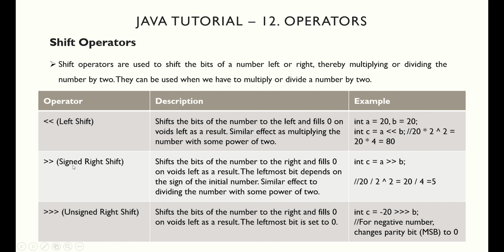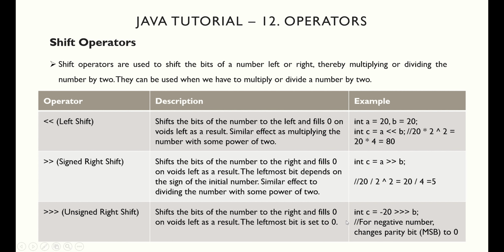Example, signed right shift operator shifts the bits of the number to the right and fills 0 on voids left as a result. The leftmost bit depends on the sign of the initial number. Similar effect of dividing the number with some power of 2. Example, unsigned right shift shifts the bits of the number to the right and fills 0 on voids left as a result. The leftmost bit is set to 0.